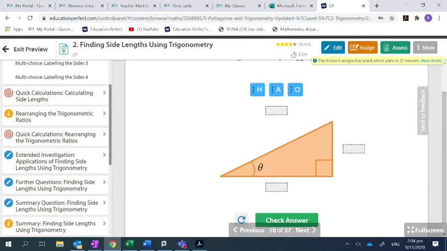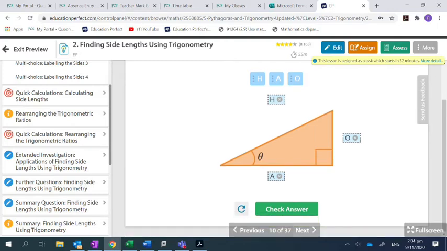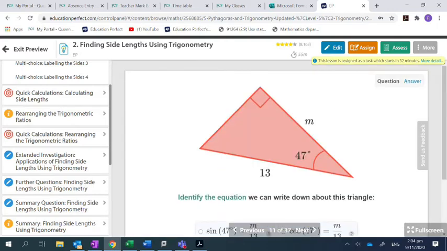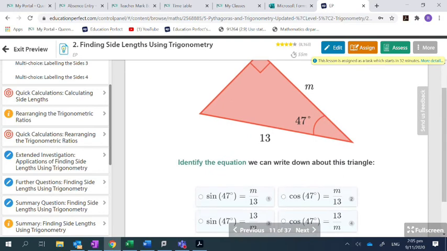Let's just do this one together. We're just going to label the sides. So if this is my angle, the one straight across from it is the what? Opposite. The one right next to it is the? Adjacent. And the one across from the right angle is always the? Hypotenuse.